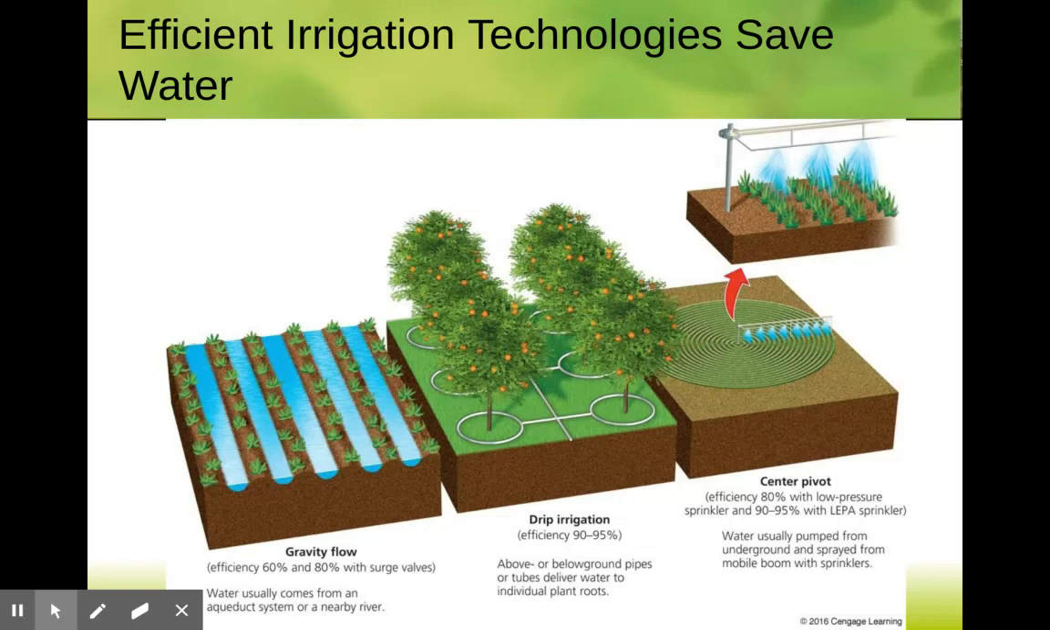We have gravity flow. So instead of pulling water from different places just to grow food or water our crops, we use gravity to allow for different ways for the water to enter that area. We have drip irrigation. So we have pipes that deliver water to the individual roots. So we're not watering the whole field, but we're being very strategic as to where we are placing the water. And then the center pivot. So we can rotate where the water is going. And again, we're not watering the whole field, but we're being very strategic as to where the water is going.